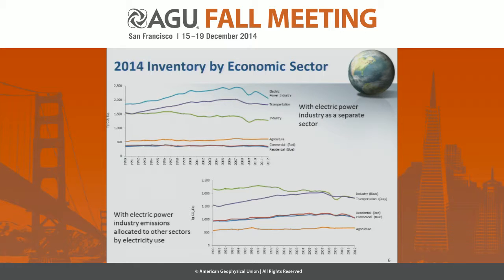Just showing the results a different way. So these are the emissions by sector. The top chart shows the emissions with electric power considered to be a separate sector, and the bottom chart shows the emissions from electric power split into the different categories.